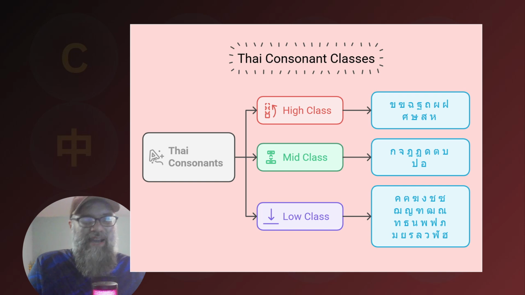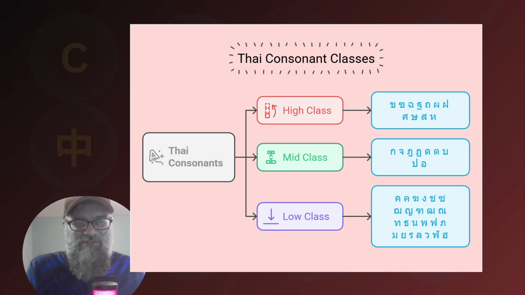Then there is the mai tho. Mai tho brings the tone up. And then there is the mai tri and the mai chattawa. These 2 tone markers didn't exist originally when they started making tones. These came in later, especially as Thai started to take more words from Chinese, and they wanted to mimic the Chinese tones at the time, like the mai chattawa. Its only function is to make something a rising tone.